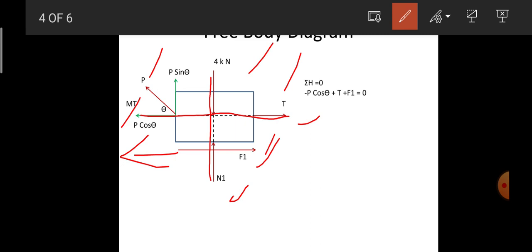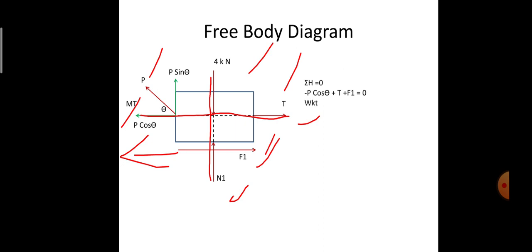Left side force is considered negative, right side force is considered positive. Therefore P cos theta plus T plus F1 is equal to 0. We know that F1 by N1 is equal to 0.3, because in the question they have mentioned that the coefficient of friction for all the contact surfaces is 0.3. So F1 can be treated as 0.3 times N1.